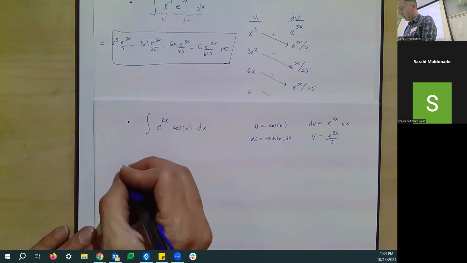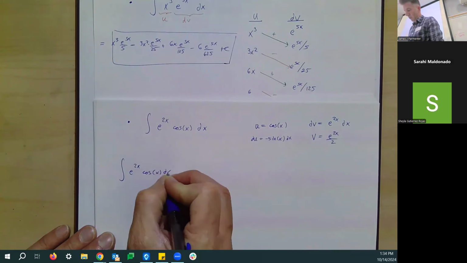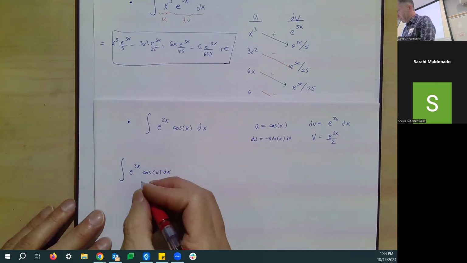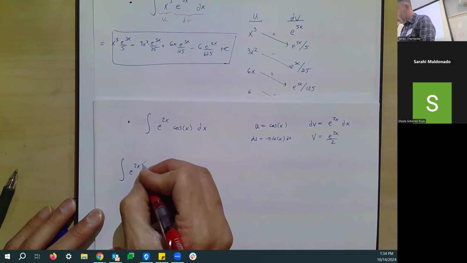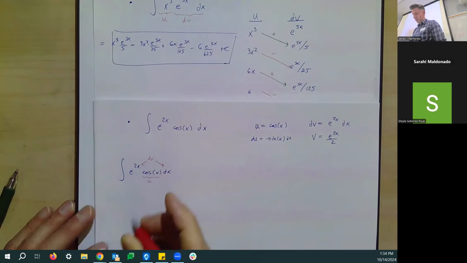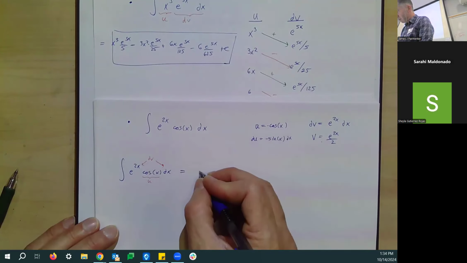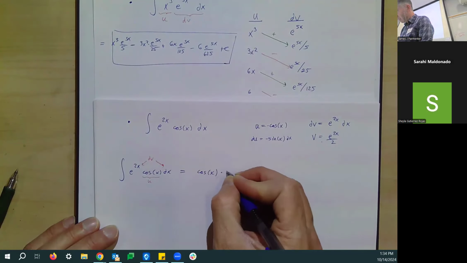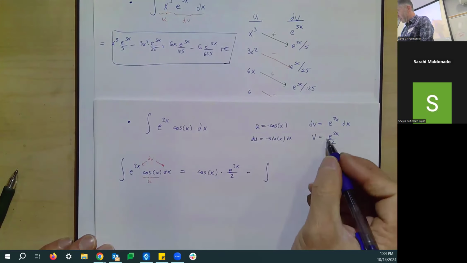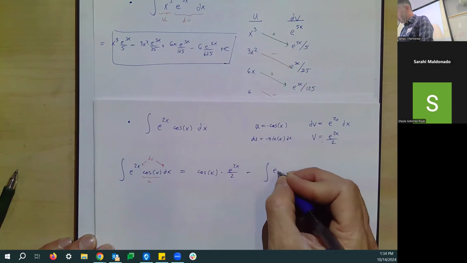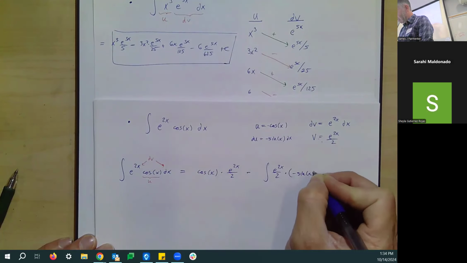So we have the integral, and I will write this out here, of our u times our dv equal to our u times our v. So cosine of x times e to the 2x divided by 2, minus the integral of our v times our du, our e to the 2x over 2 times negative sine of x dx.